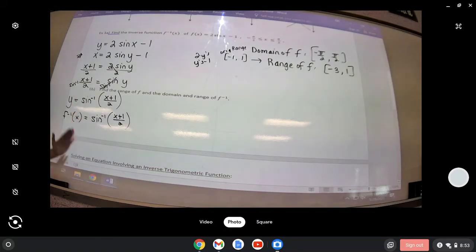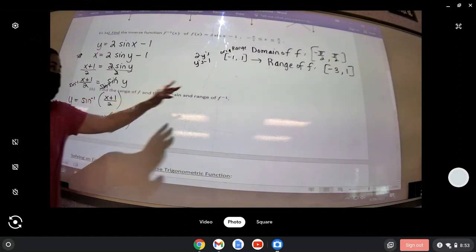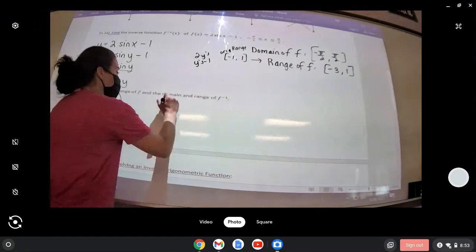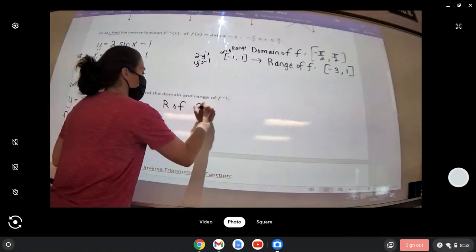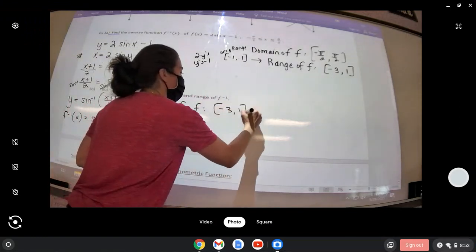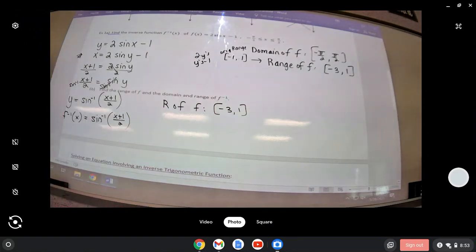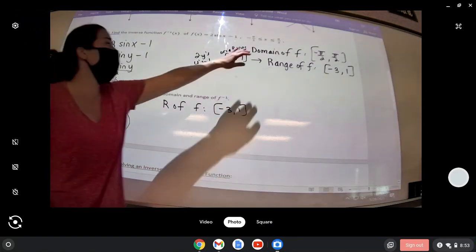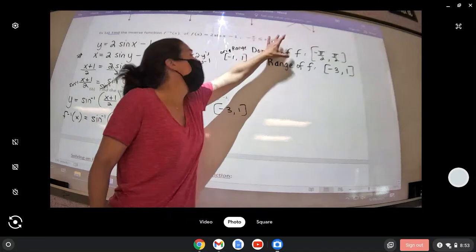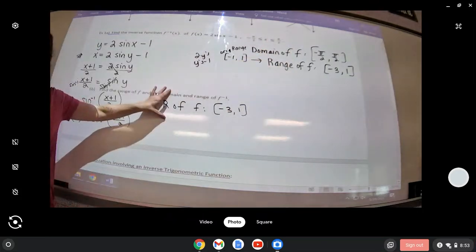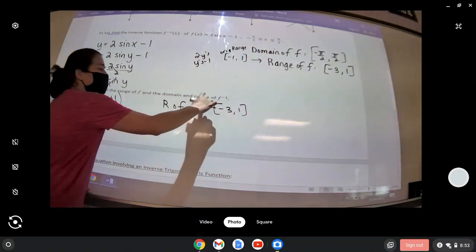All right, so there's our inverse. So we did part A. Part B says, find the range of f. Guys, we found the range of f. The range of f was -3 to 1. We found out what that new range was going to be. So we have the domain of f. That came with the problem. We found the range of f. Now they want the domain and range of the inverse.